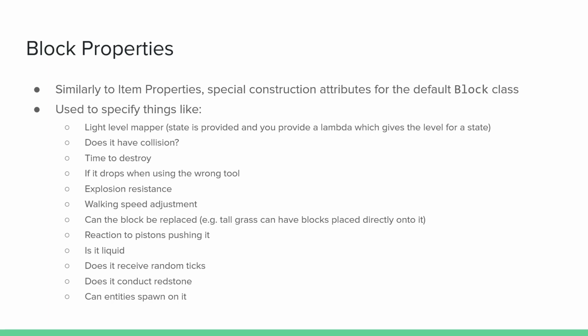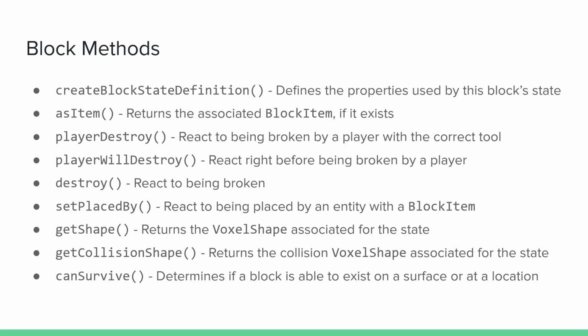Its reaction to pistons, if it's liquid, if it receives random ticks, does it conduct redstone? Like is it solid for redstone purposes? And can entities spawn on it? So lots of things like that. There's more. So here are some important methods in the block class.